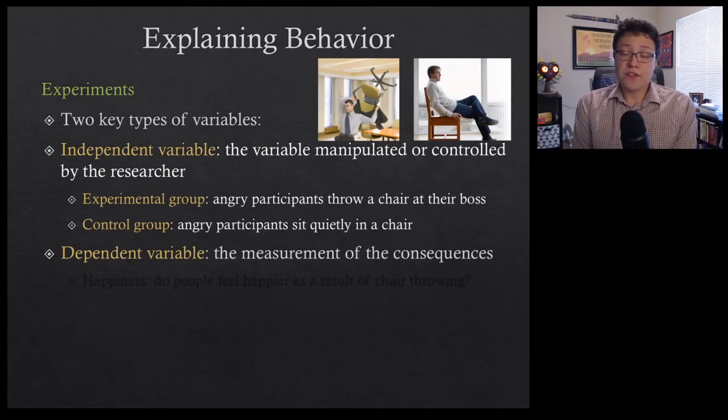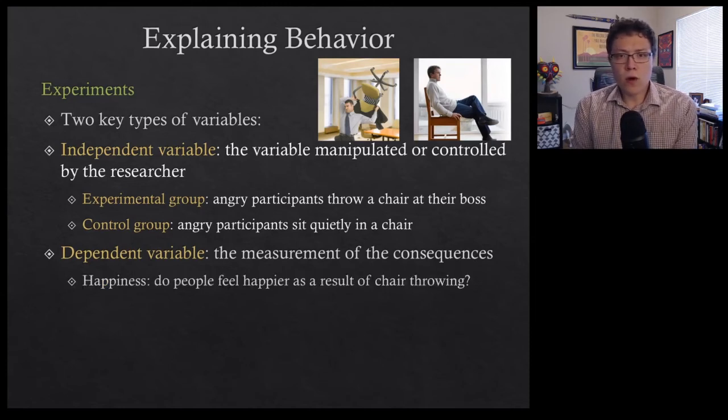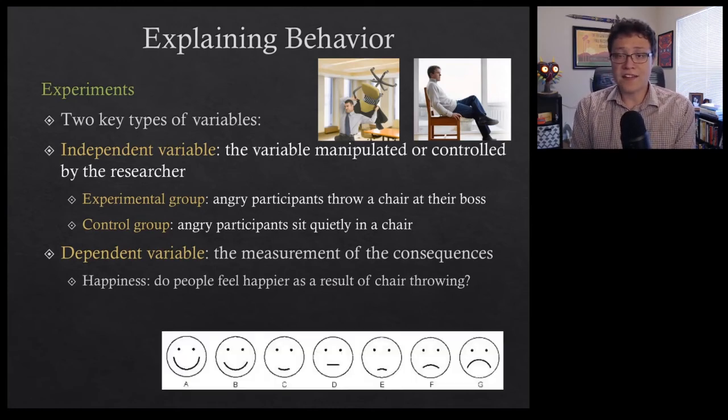And we can measure that using the dependent variable, the measurement of this. And what would we maybe measure here? Well, we could measure something like happiness. So our question, do people feel happier as a result of chair throwing? Well, how do we measure happiness? Well, we can use a lot of different things, but maybe we want to use a validated scale. We might use a scale like this because when we report what we find, it's pretty easy to see where people fall on this on average.